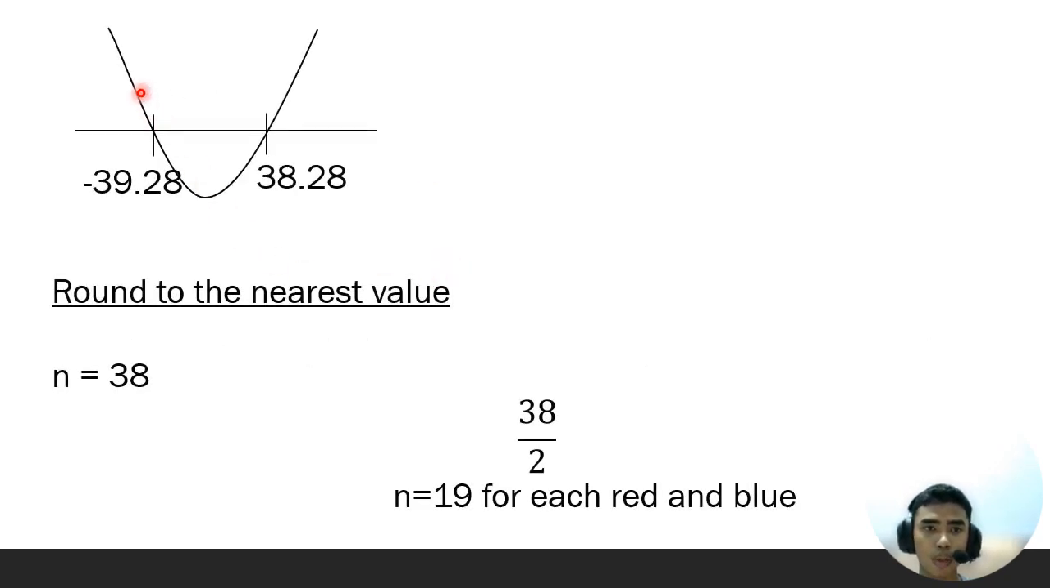Here, if we draw the graph, we can see this is 38.28 and this is 39.29. Let's round it to the nearest value to understand better, since the decimals are confusing. So we get n equals 38. That is the total of the sequence for red and blue. To find red and blue separately, we divide by 2 because there are only two colors, so we get 19 for each of red and blue.